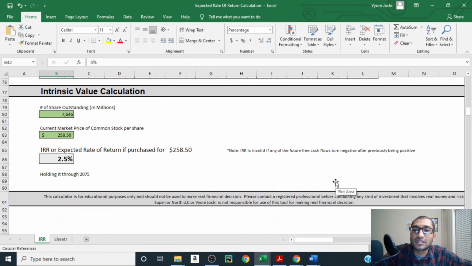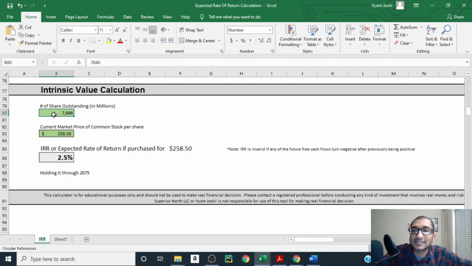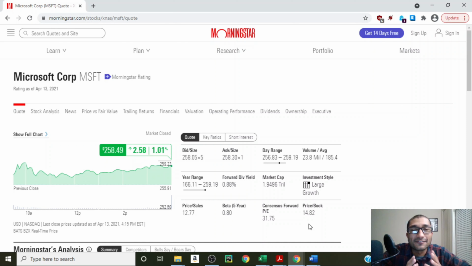After taking into account the number of shares outstanding, which is at 7,646 million shares, at the current stock price of about $258.5 per share, we can expect to get a return of about 2.5% on this investment. What this means is if you were to purchase a share of Microsoft at the current stock price of about $258.5 per share and hold this security through 2075, then we can expect to get an annual return of about 2.5% on this investment.